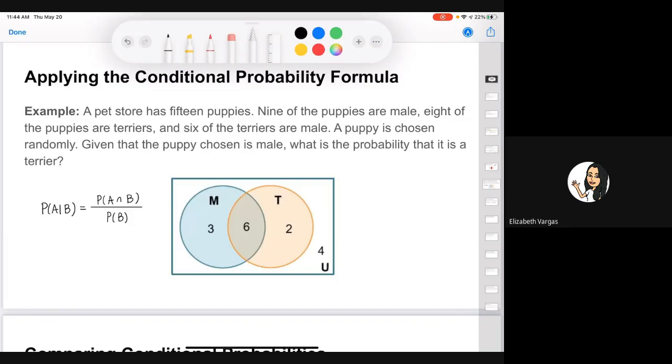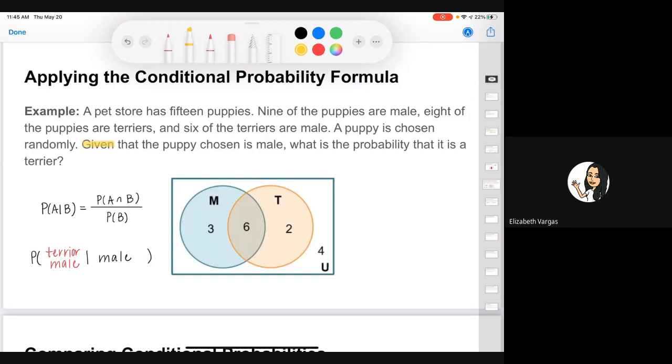Given that the puppy chosen is male, so that's my given. That's what has already occurred. Given that I have a male, what is the probability that it is a terrier? Specifically a terrier male. Because I'm going to take my total number of males and look, out of all of those males that I have, at what is the probability that that male is also a terrier? That's basically what I'm looking for here.